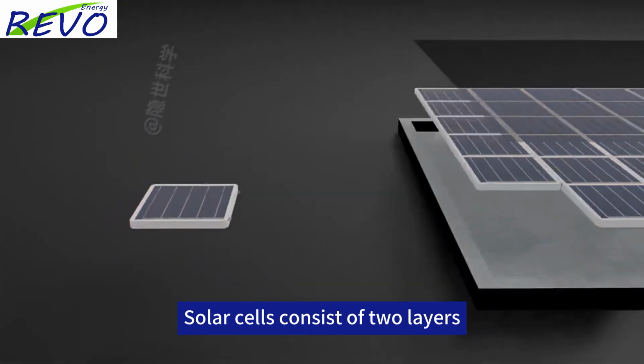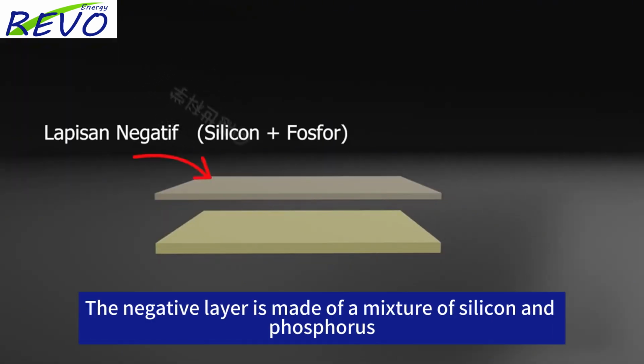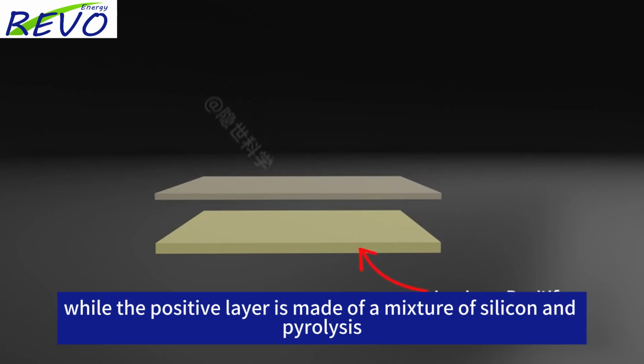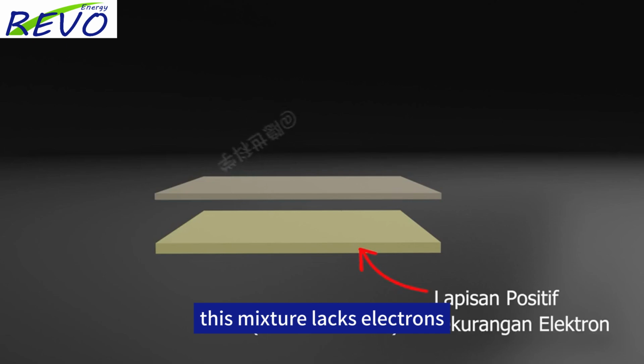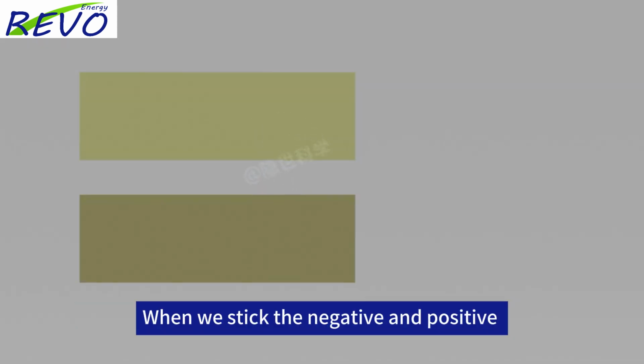A solar cell consists of two layers, a negative layer located on the top, and a positive layer located on the bottom. The negative layer is made of a mixture of silicon and phosphorus, which makes this layer have an excess of electrons, while the positive layer is made of a mixture of silicon and phosphate. This mixture lacks electrons, so it creates an electron hole that can attract electrons.